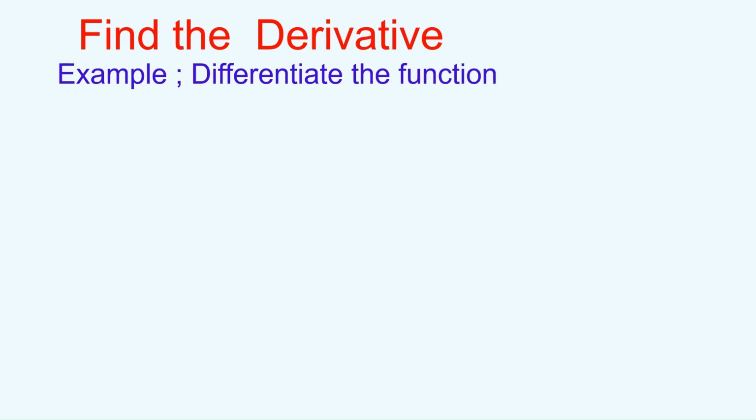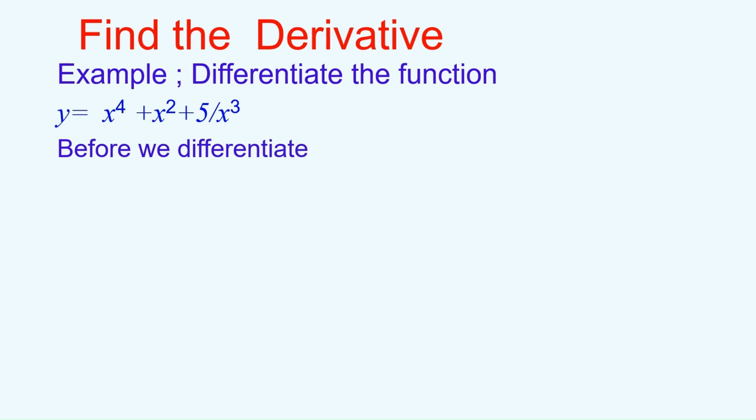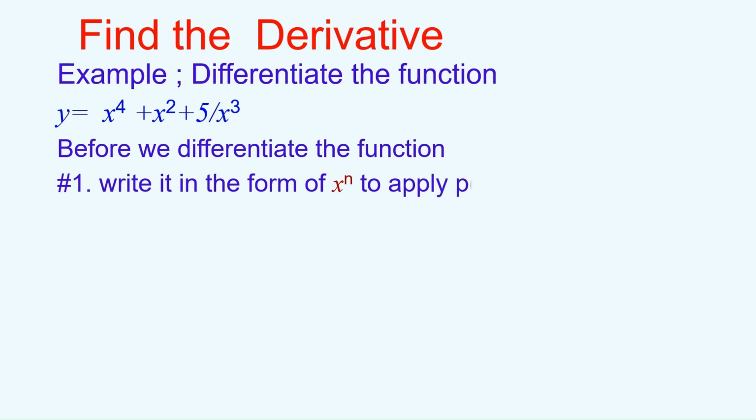Find the derivative. Example: differentiate the function y equals x to the power of 4 plus x to the power of 2 plus 5 divided by x to the power of 3. Before we differentiate the function, number 1, write it in the form of x to the power of n to apply power rule. Number 2, break the function in parts to make use of plus rule.